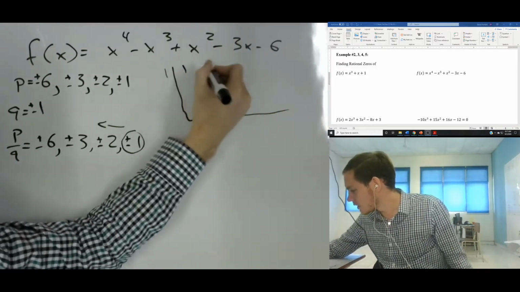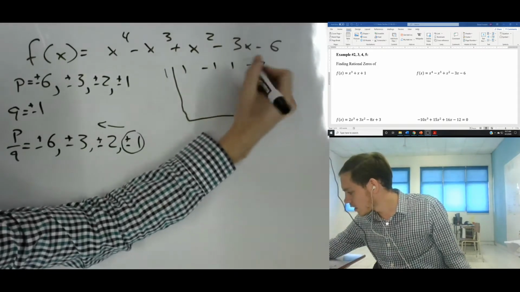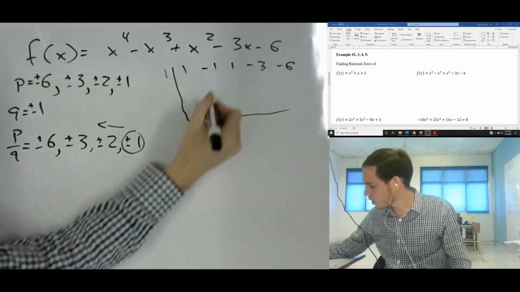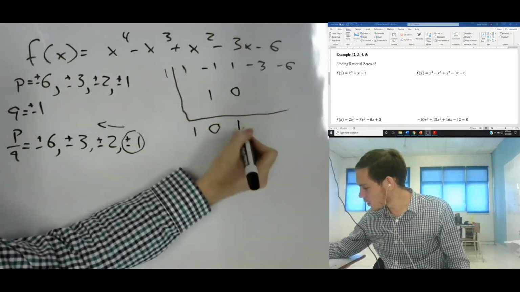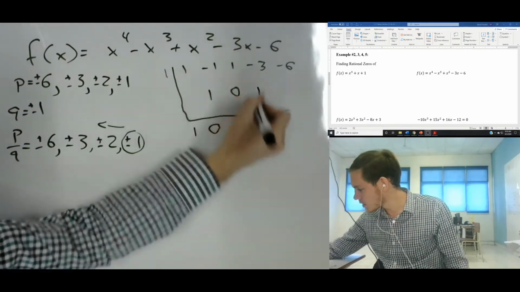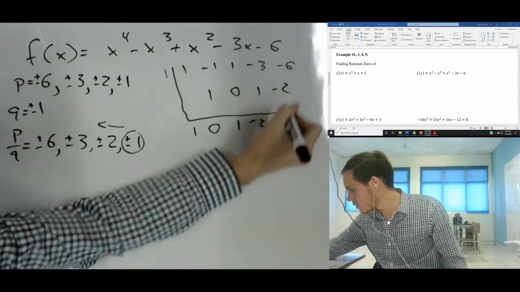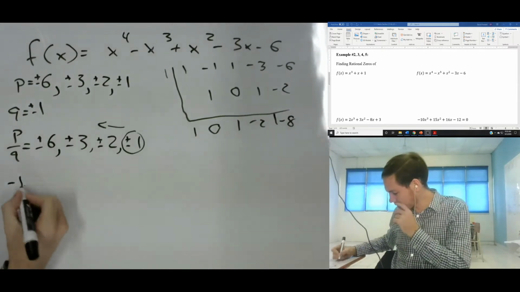We have 1, negative 1, 1, negative 3, negative 6. Okay, so let's start with 1. This is 1, that's 0. This is 0, it's 1. 1 times 1 is 1. Negative 2, that is negative 2, that's negative 8. So 1 doesn't work. Now I'm going to try negative 1 over here.